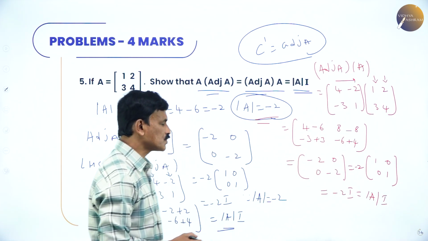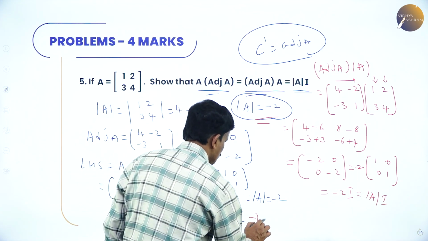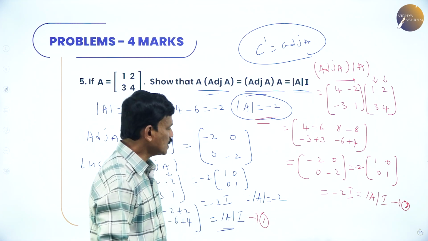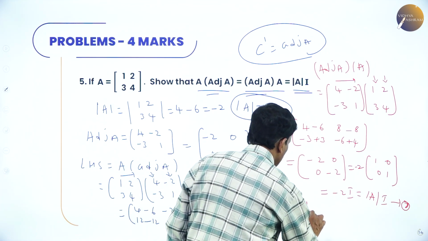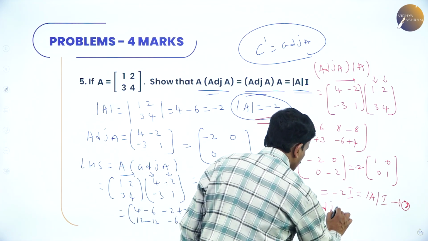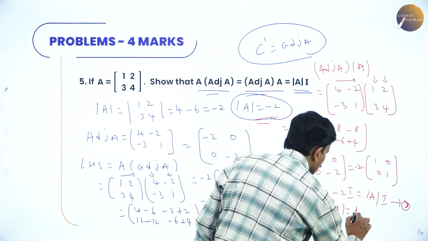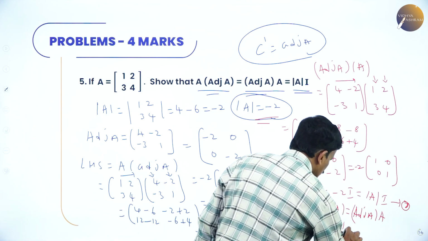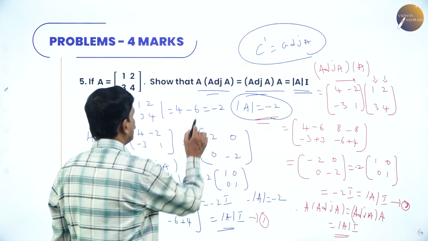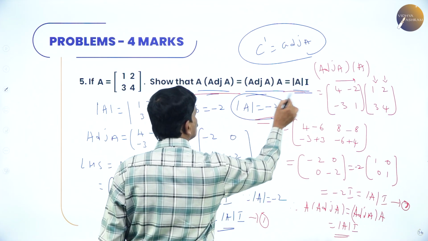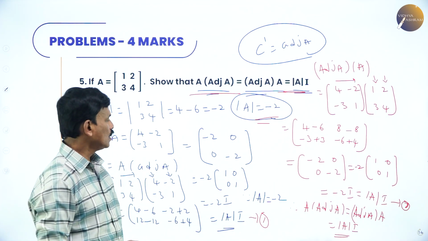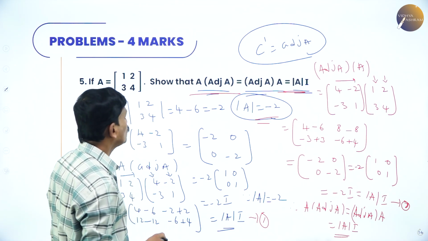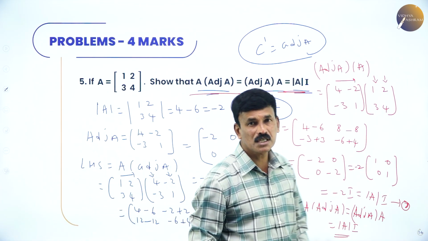Now what do you say from these two? Let us represent this as 1 and this as 2. From 1 and 2 we can say that, therefore, A into adjoint of A is also equal to adjoint of A into A, which is always equal to determinant of A into I. A matrix into its adjoint is always equal to determinant of A into I. This is how we are going to verify. This is also a very important problem for 4 marks. You can also expect this type of questions.